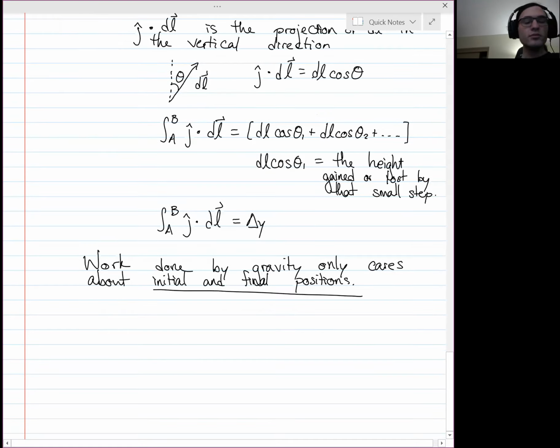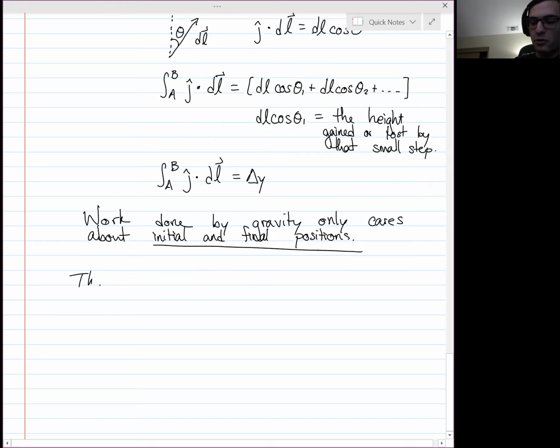Not all forces will have that property where the work done by them only cares about the initial and final positions. In fact, we can categorize forces into two types: those which do have this property, where the work done only depends on the initial and final positions, and those forces which do not have that property. The forces that have this property are called conservative forces.